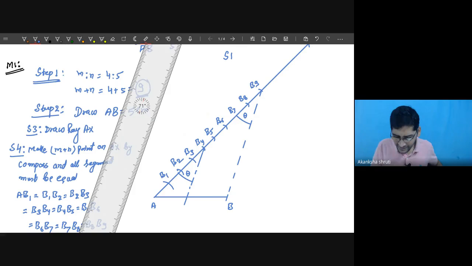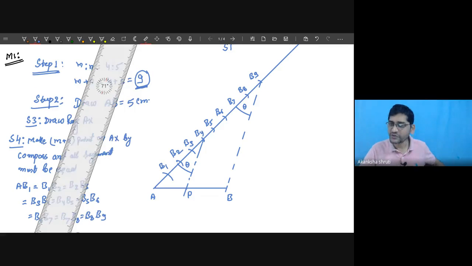So this way, the parallel line from B4 is intersecting AB at point P. Here we are observing that these two triangles are going to be similar. Why? Because the same theta we have transferred from one position to another. These two angles are the same. Another angle, this is common. Obviously, by similarity, the two triangles will be similar.